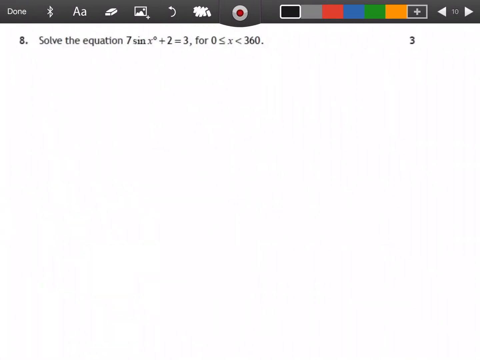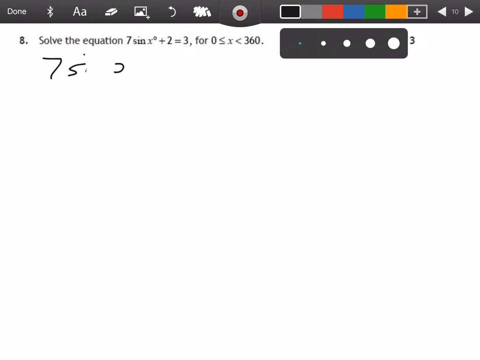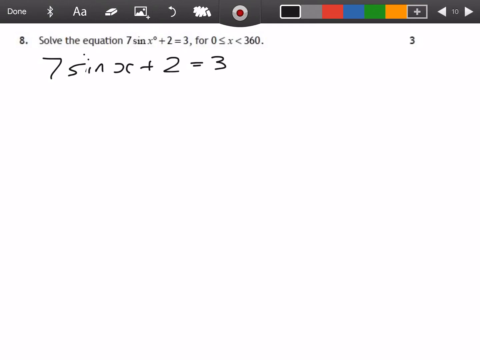Number 8, solve the equation. So this is a trig equation. If it was a normal equation, you'd be looking to put your x's on one side and your numbers on the other. It's the same method that you use for trig equations. 7 sine x plus 2 is equal to 3. First thing we do is move the plus 2 across. Where does it go? Onto the other side and becomes a subtraction. So really what we've got is 7 sine x equals 1.